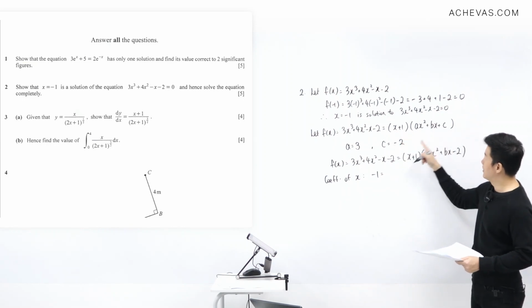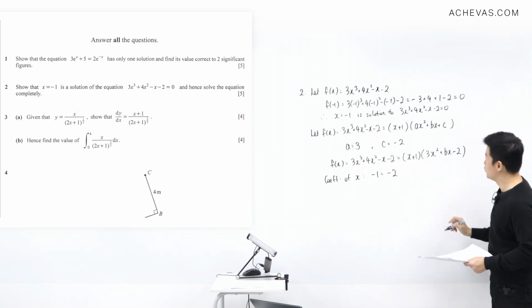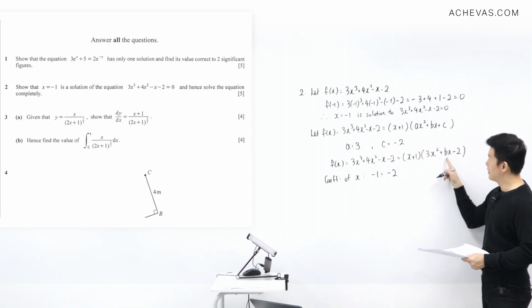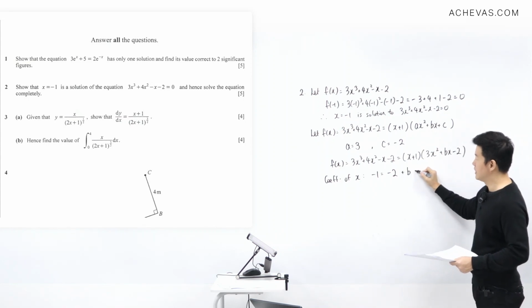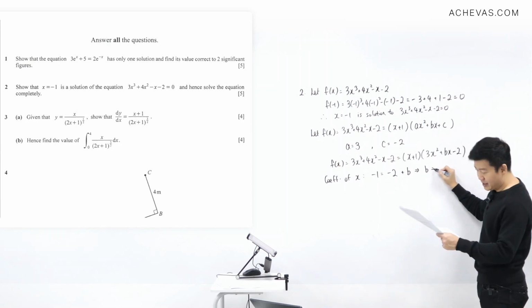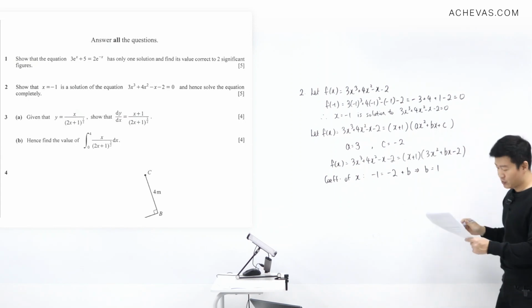So x multiplied by c, so this multiplied by this, the coefficient is minus 2. And this multiplied by this. So 1 multiplied by bx, the coefficient is b. So looking at this, we can see what is b. b here is going to be equal to 2 minus 1. So b is going to be equal to 1.